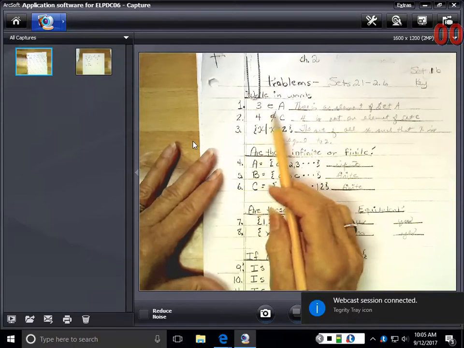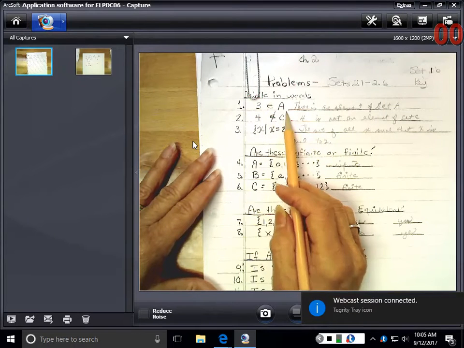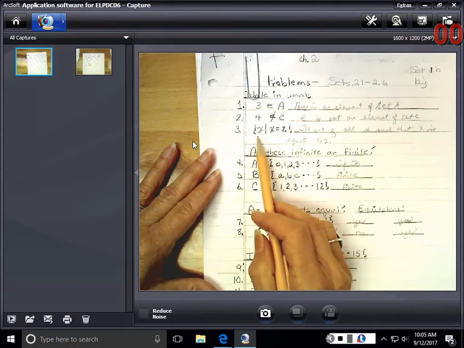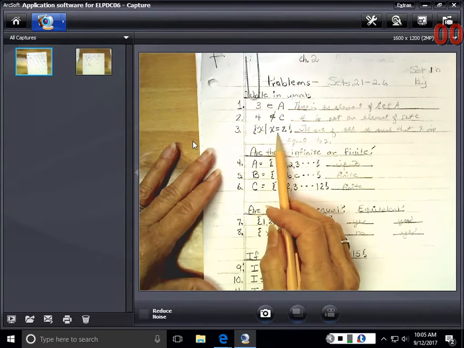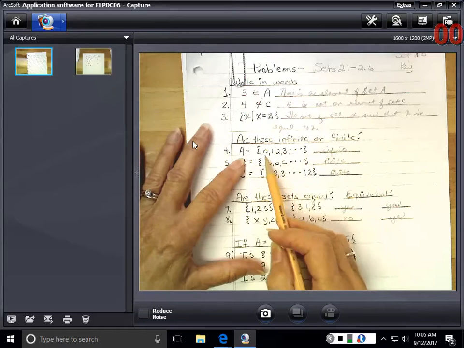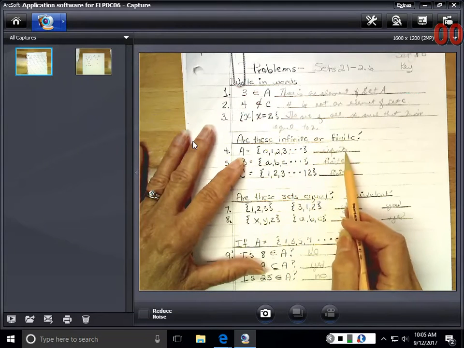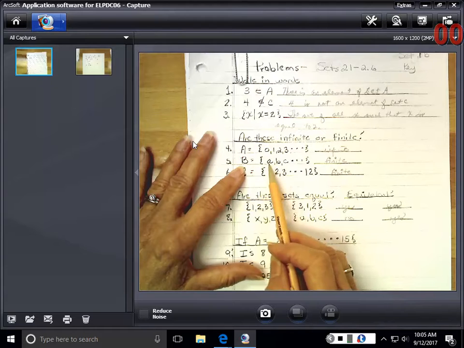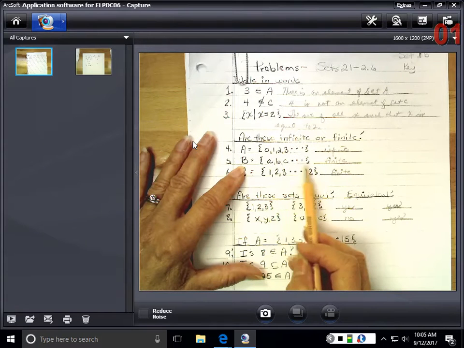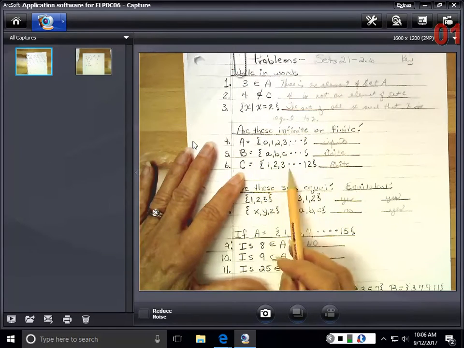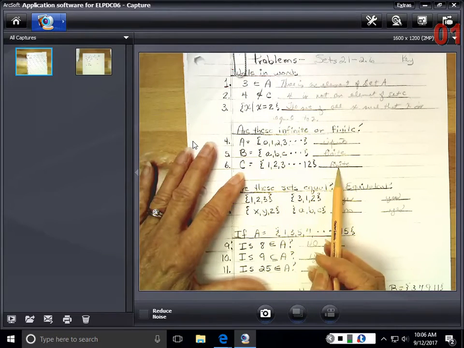So 3 is an element of set A. 4 is not an element of set C. The set of all x such that x is equal to 2. Are these infinite or finite? 0, 1, 2, 3, and so on is infinite. There's no end to the numbers. This one was very tricky. A, B, C, but the alphabet has an end at Z, so it's finite on that one. This one, 1, 2, 3, up to 12, it's also finite.